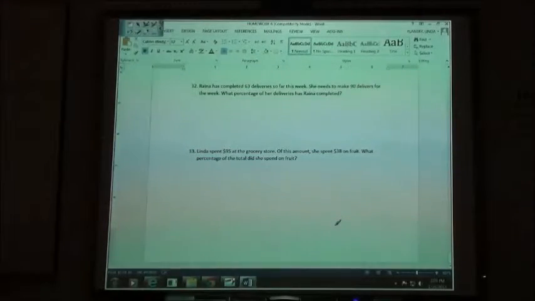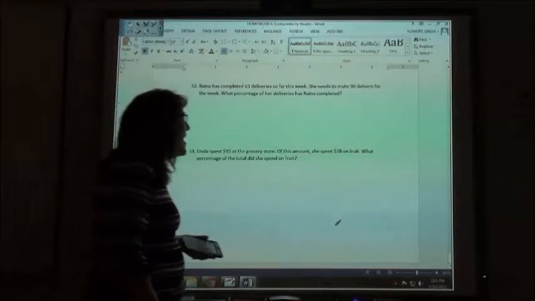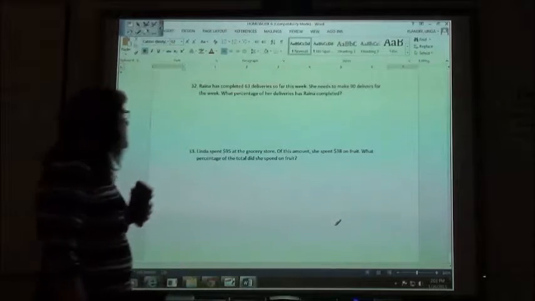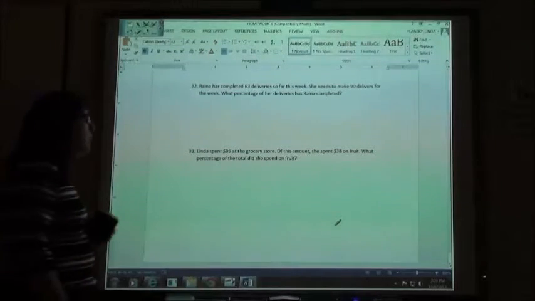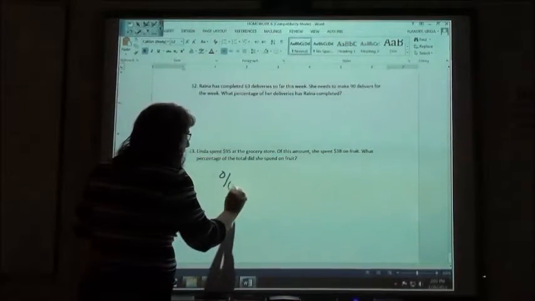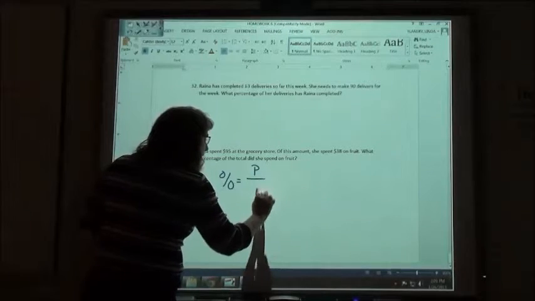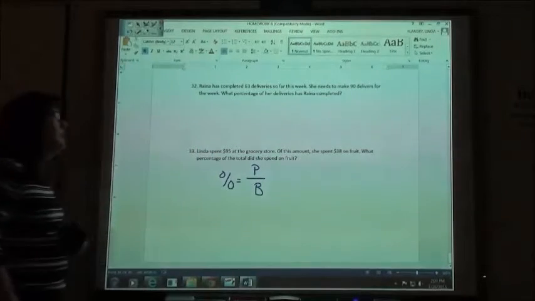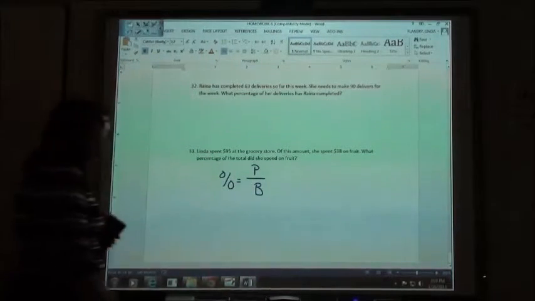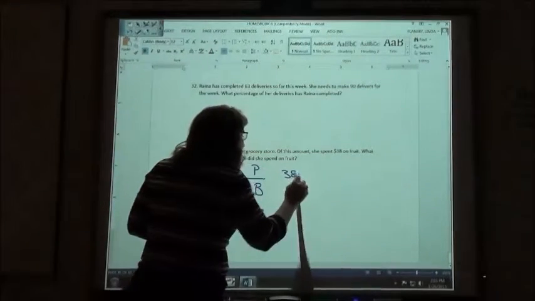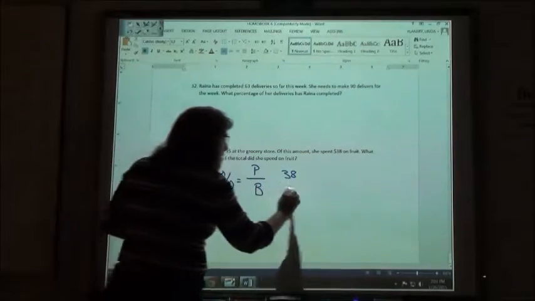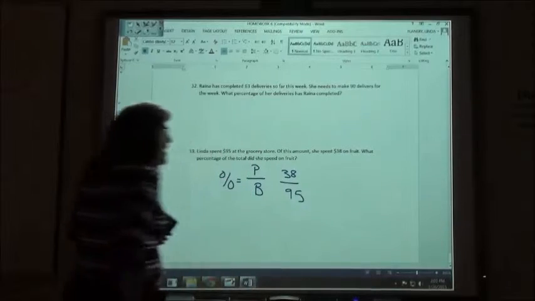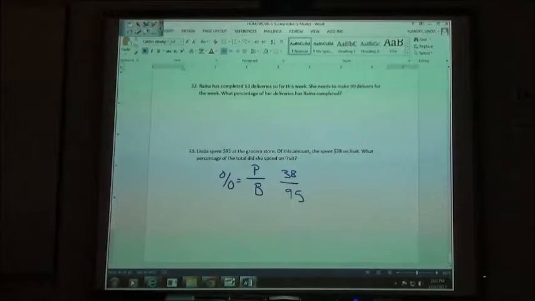Number 33, Linda spent $95 at the grocery store. Of this amount, she spent $38 on fruit. What percent of the total did she spend on fruit? So if I'm going to find my percent, I'm going to take the part divided by the base. The part that she spent on fruit was $38. The total she spent at the grocery store, $95. So 38 out of the $95 she spent was spent on fruit.